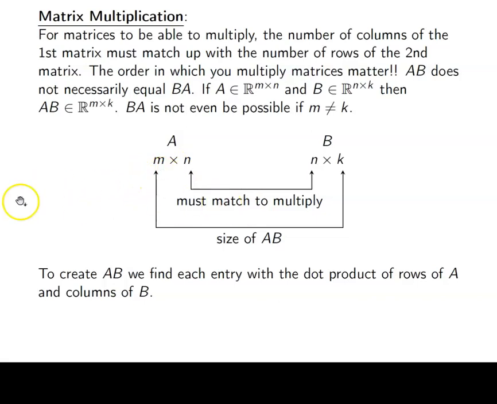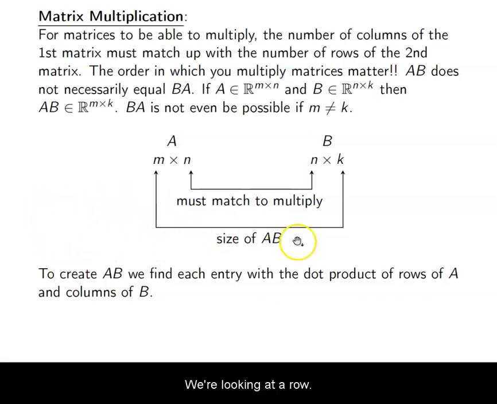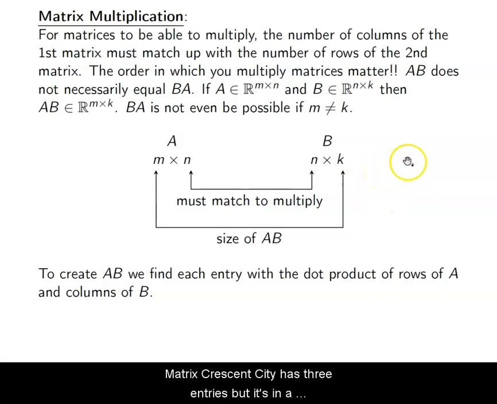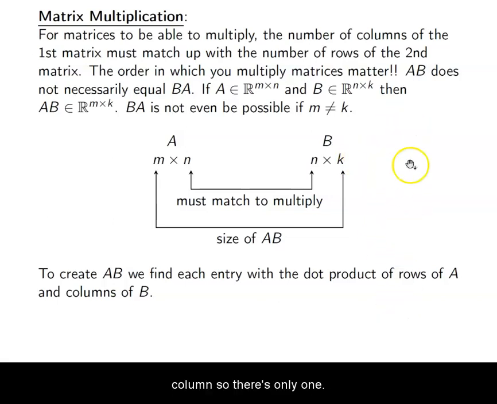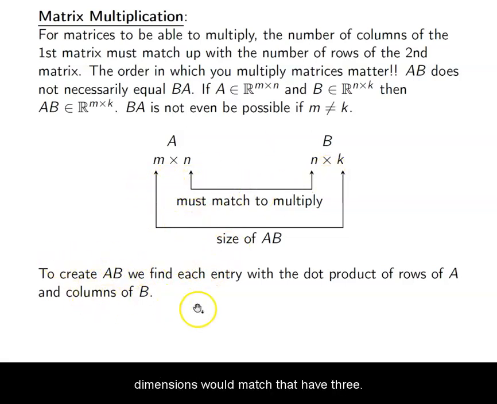A row vector will be a 1 by, I don't know, 3 matrix if it has one row, obviously, and then 3 entries. That means it has 3 columns. Each one of those numbers would be a column. If we're looking at a column vector, then that could be, I don't know, a 3x1 matrix, for instance, if it has 3 entries, but it's in a column, so there's only one column in that case. So if I needed to multiply those two together by using the dot product, I could still do that, right? Because the dimensions would match. I'd have 3 for the row and have 3 for the column.